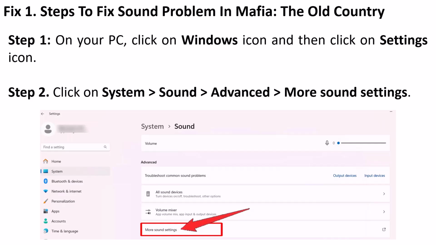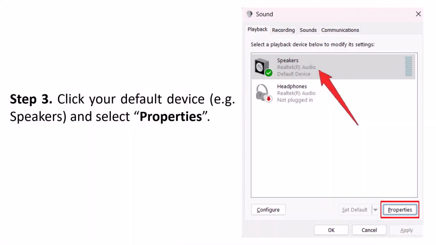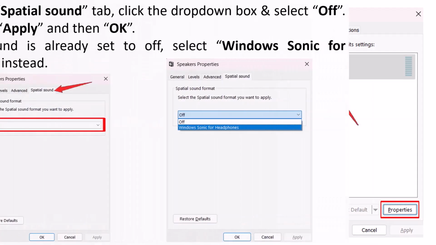Fix 1. Steps to fix the sound problem in Mafia The Old Country is: on your PC, click on Windows icon and then click on Settings icon. Click on System, Sound, Advanced and then More Sound Settings. Click your default device, for example speakers, and select Properties.